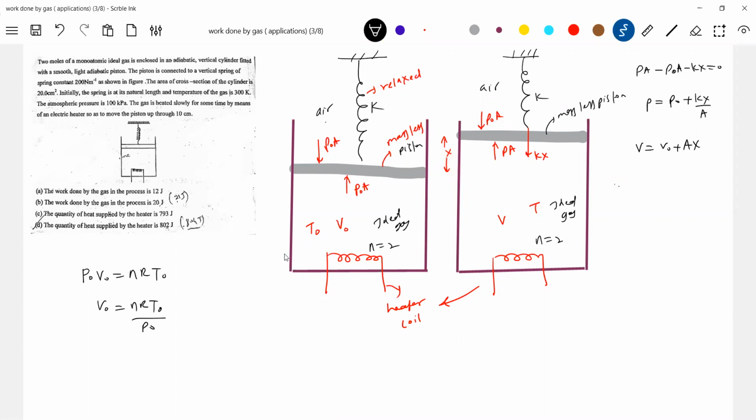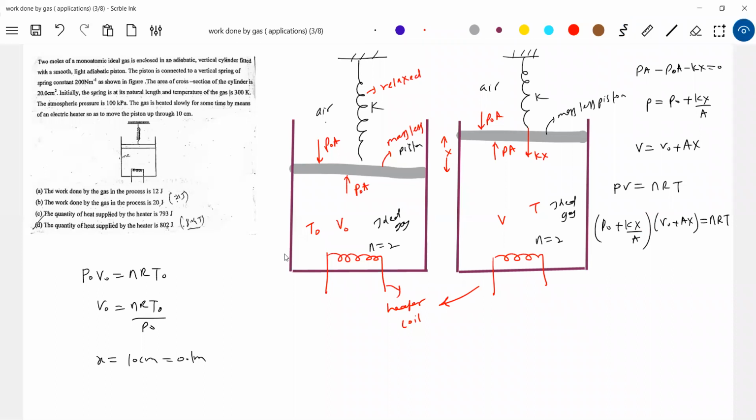Okay, let me use the ideal gas equation once again. PV equal to nRT. Let's see what I'll get. So this is (P naught plus Kx by A) into volume (V naught plus Ax) equal to nRT. Do we know P naught? Yes. Do we know A? Yes. Do we know K? Yes. Do we know x? What is x equal to? 0.1 meter. Agreed. So from that we'll get the temperature.